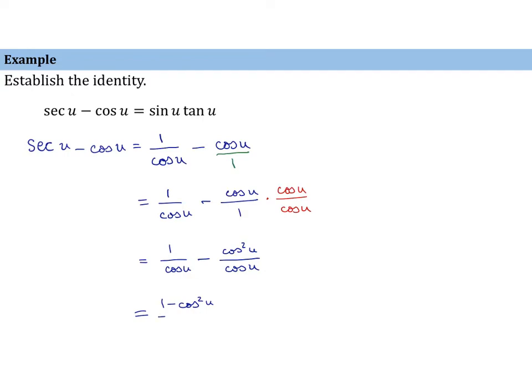And it's very important in establishing identities that we don't skip steps, because we're trying to show how we're using algebra and the trig identities to establish a new identity. So steps mean everything in these. Now, Pythagorean identity says that the numerator can be rewritten as sine squared of u, and now I know that sine squared of u is the same thing as sine of u times the sine of u.